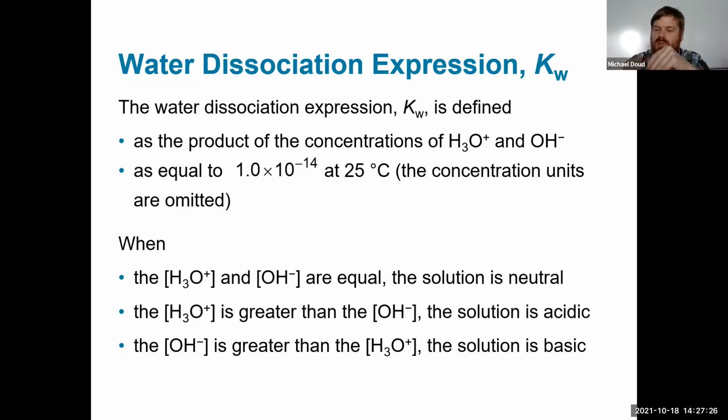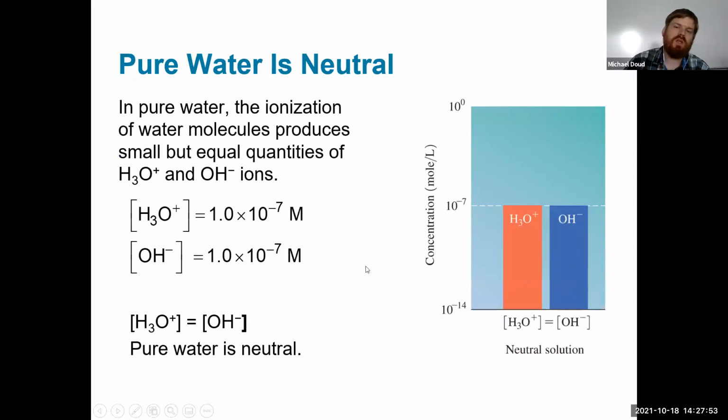Now, the difference between acids and bases is going to be basically the concentrations of hydronium and hydroxide ion in solution. If you have a greater concentration of hydronium ion than hydroxide ion, then you have an acidic solution because hydronium ion is an acid. If you have the hydroxide ion concentration greater than the hydronium ion concentration, then your solution is basic. And of course, if they're equal, that's when you have a neutral solution, although that only happens at one specific concentration.